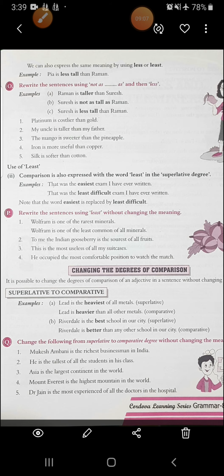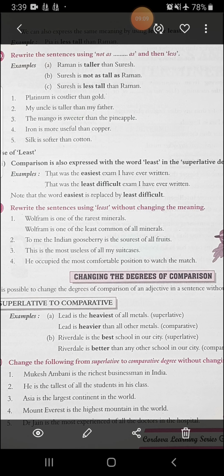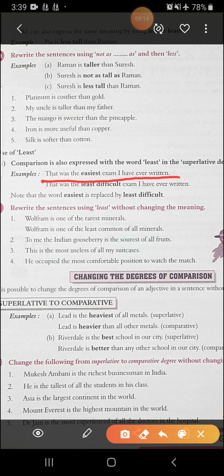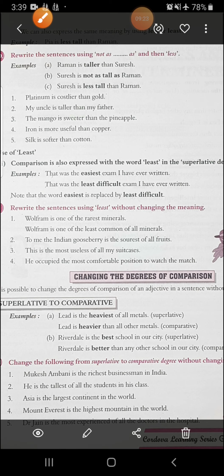How can we do that? See this example. That was the easiest exam I have ever written. If we have to use the word least, what can we say? That was the least difficult exam I have ever written. Have you seen that the opposite of easiest is difficult, and if we say least difficult, it means easiest. Are you getting that?